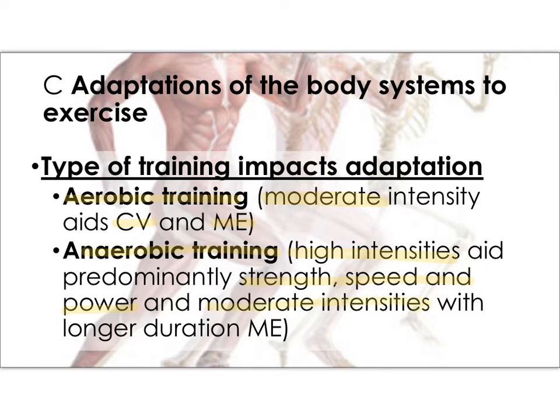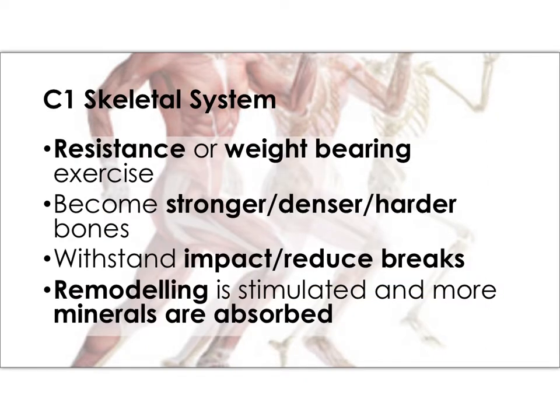In terms of muscular endurance, we're looking at moderate intensities in training. So I think we know this anyway. If we're looking to improve our cardiovascular and muscular endurance, moderate intensity jog. If we're looking at increasing speed and strength and power, very high intensity, short duration. And if we're looking for muscular endurance, it's a longer duration and moderate intensities.